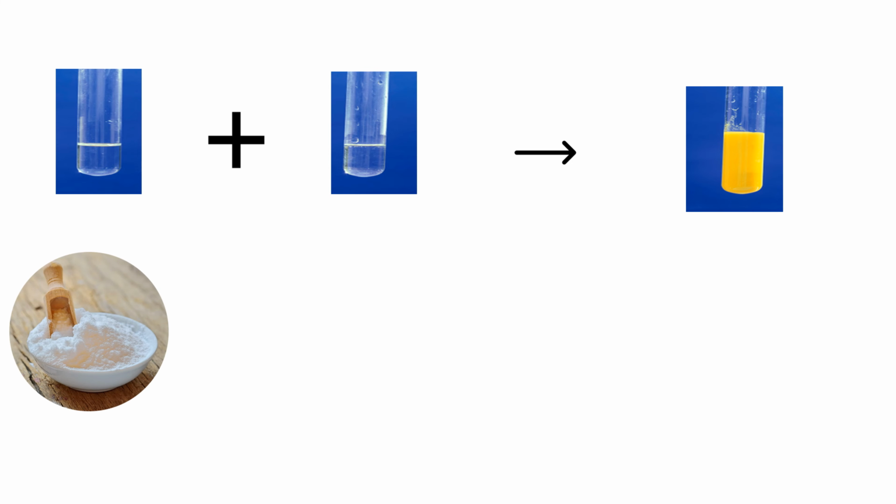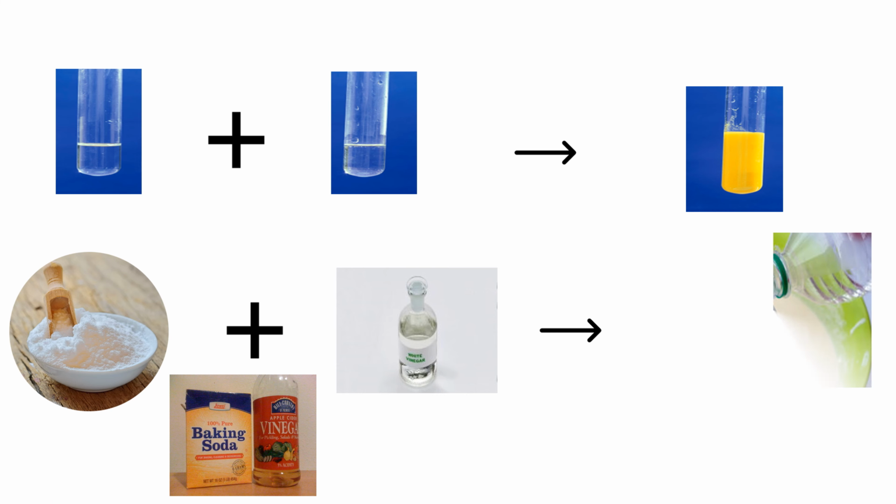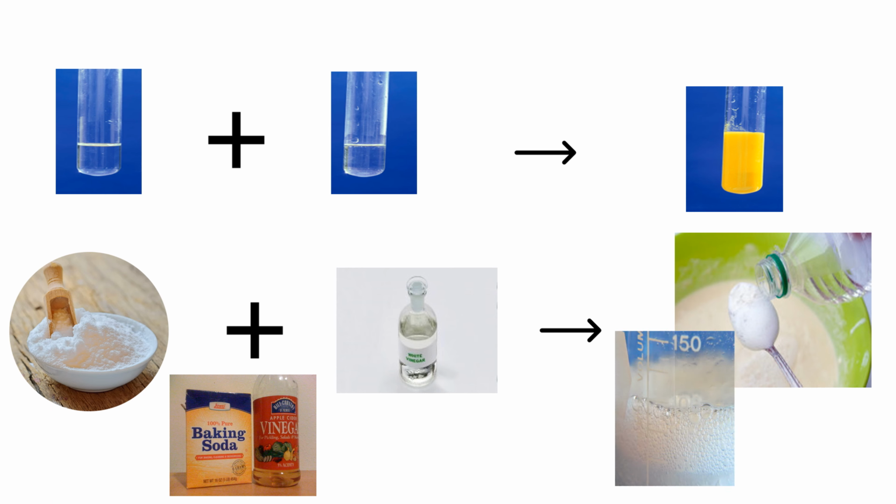What is it? It is baking soda. If reacted with vinegar, this is in solid state, baking soda, and vinegar in a liquid state. Mixing with each other, oh, production of gas. A new substance is made, so it is a chemical change. So formation of a precipitate or production of gas indicates a chemical change.